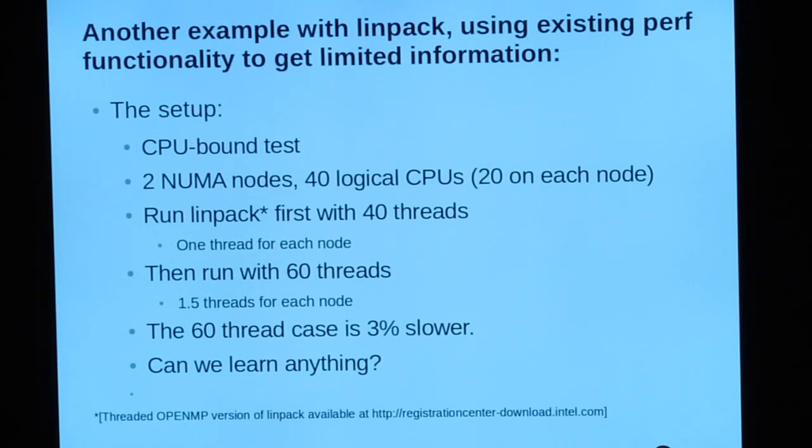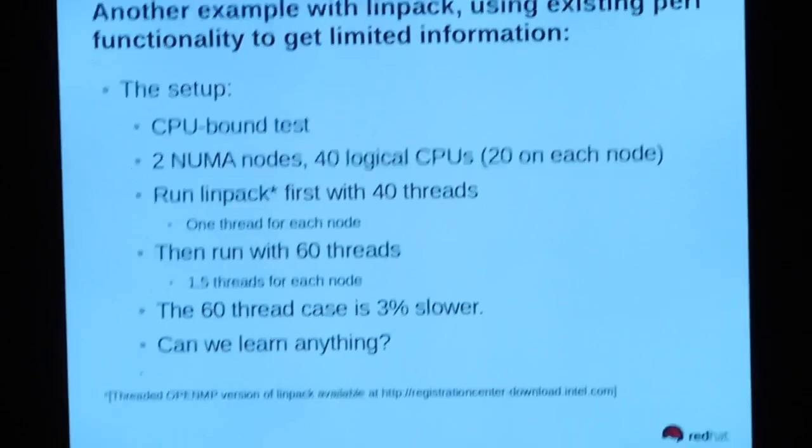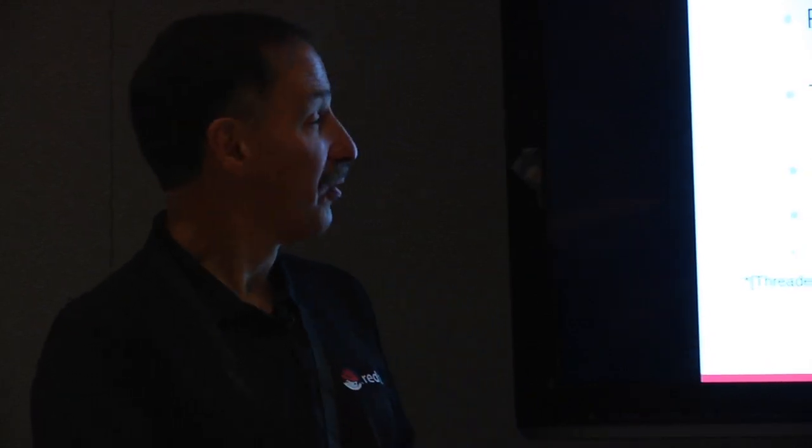We ran LIMPAC, and the machine we have is 2 NUMA nodes, 20 logical CPUs on each node, and so 40 altogether. We ran LIMPAC with 40 threads, and we got a certain performance point, and it was all well and good. Then we bumped the thread count to 60 threads. So now we had about 1.5 threads for each CPU. And lo and behold, when we ran it with 60 threads, it slowed down about 3%.